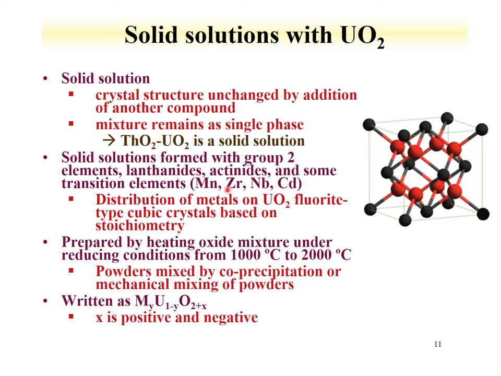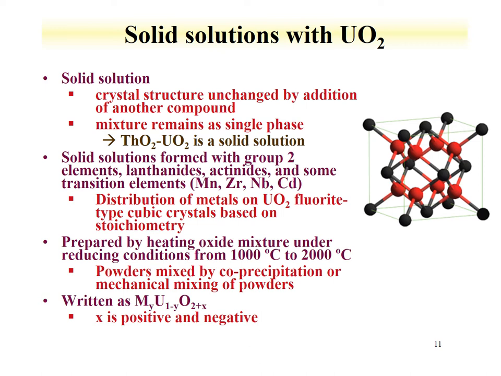So solid solutions are formed with UO2 with group 2 elements, lanthanides, actinides, and some transition elements. Now the degree that they form these solid solutions varies. For instance, if you put enough lanthanide into the uranium dioxide, you'll quickly form separate phases. So the degree of a solid solution is based upon how similar that crystal structure really is to UO2. That's why with thorium and uranium dioxides, the ionic radii are similar, the structures are similar, and they form very good solid solutions.